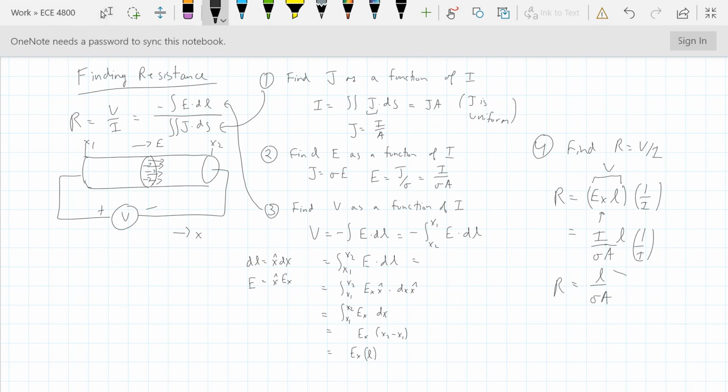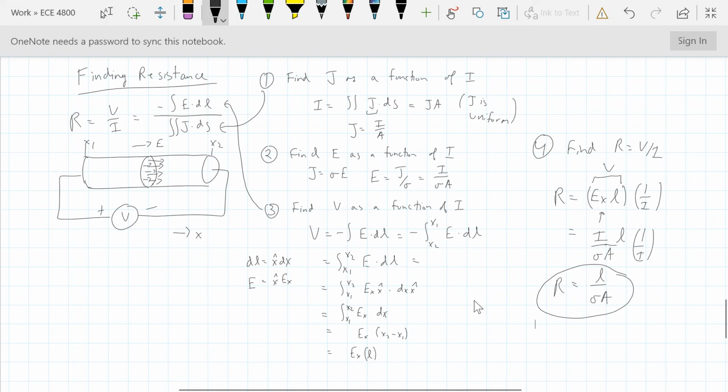All right, so we find that R is equal to L divided by sigma A. So let's go back and look at why this was a good approach to doing the problem. In the first part of the problem, we found J as a function of I. That allowed us to find E as a function of I. And that ultimately allowed us to find V as a function of I.